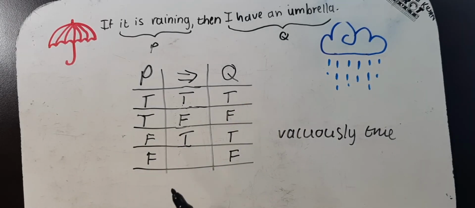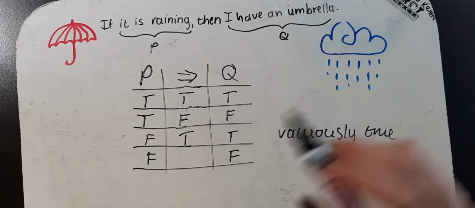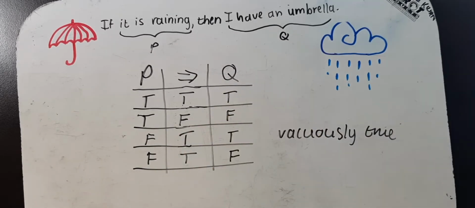A false implying a false. So it is not raining and I don't have an umbrella. So this means it is true. I did not lie to you.